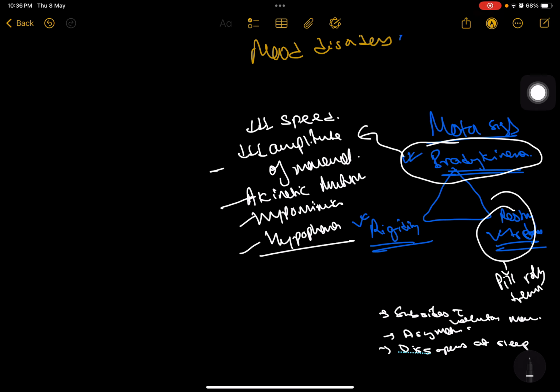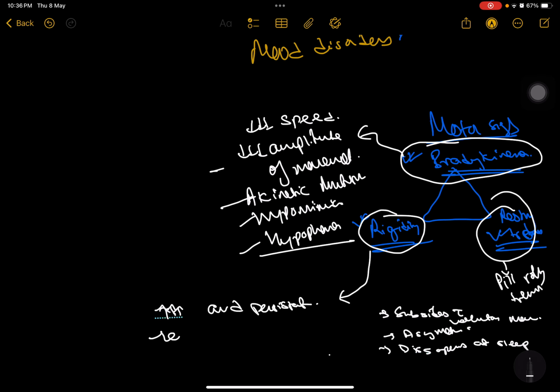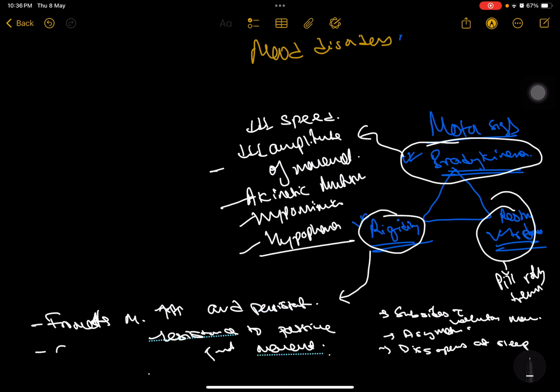And there is this rigidity. So what is this rigidity? Rigidity is increased and persistent resistance to passive joint movement, independent of speed. It can be demonstrated by two signs: Froment's maneuver and cogwheel rigidity. And you can also write lead pipe rigidity.